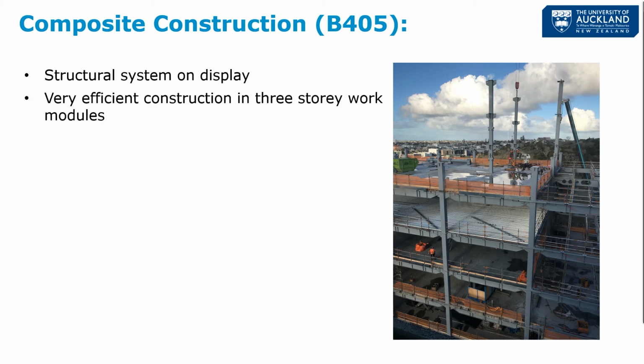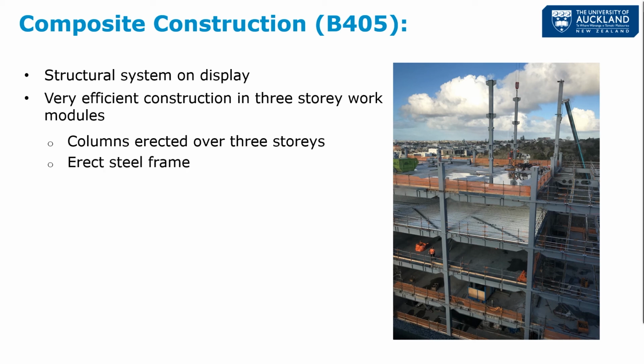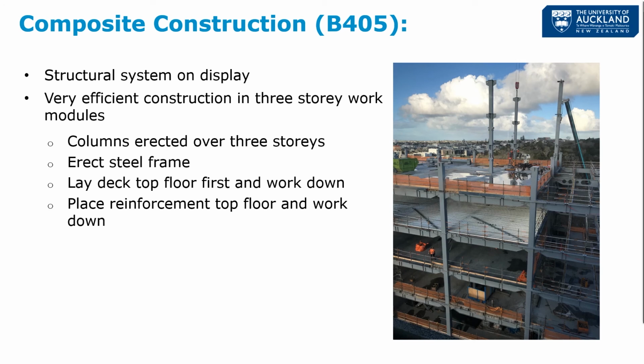And one of the neat things here is they came up with a semi-novel way of working, at least for steel construction in New Zealand at the time, where they would do 3 stories at a time. So you can see the columns would go up, and then they put the steel frame up, but then instead of going from the bottom up, they'd start at the top floor and work their way down. You can see that in some of these different stages in the photo, where they'd lay down the deck and then the reinforcement and then pour the concrete on the top floor, and then they would work below that.